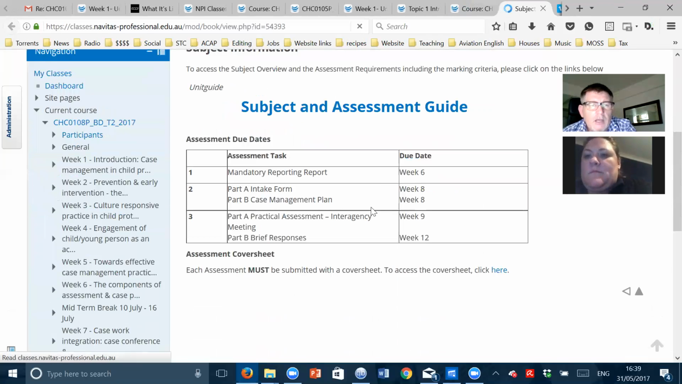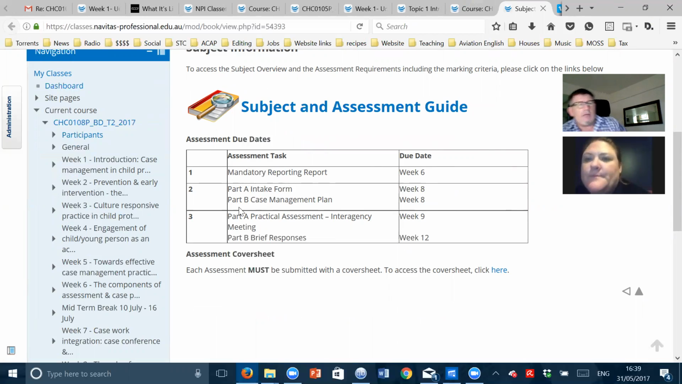So we've got a mandatory reporting report during week 6. We've got an intake form and a case management plan during week 8. We've got a practical assessment of an interagency meeting. That's on-campus. People need to go on campus with their real bodies, into a real place and do a real learning thing.